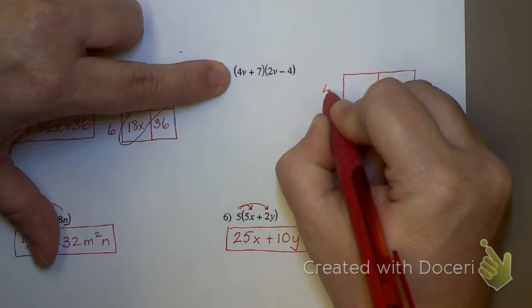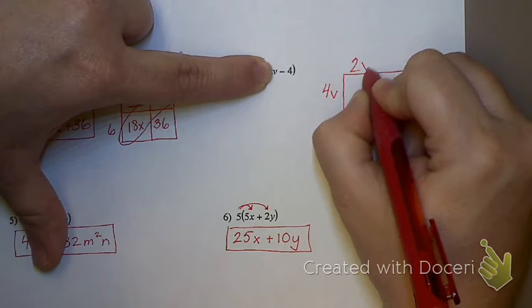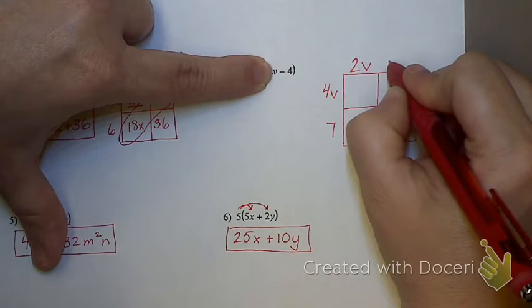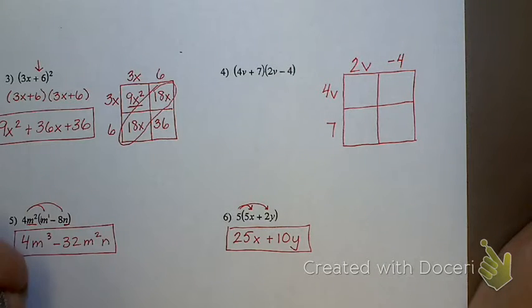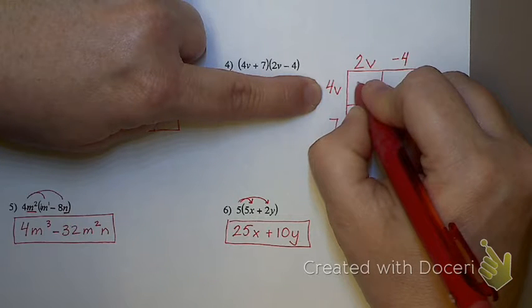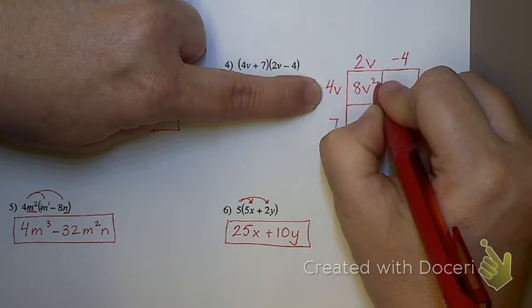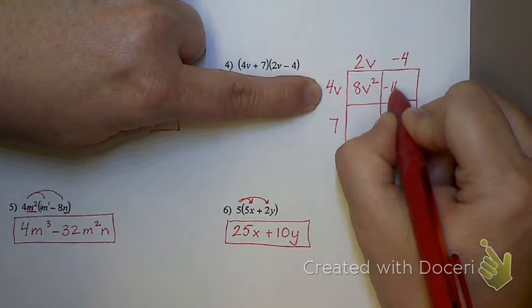All right, 4v and then 7. And up here I have a 2v. And now I have a minus, which means this is going to be a negative 4. That's how that minus comes into play. And now we multiply. 4v times 2v would be 8v squared. 4v times negative 4 would be negative 16v.